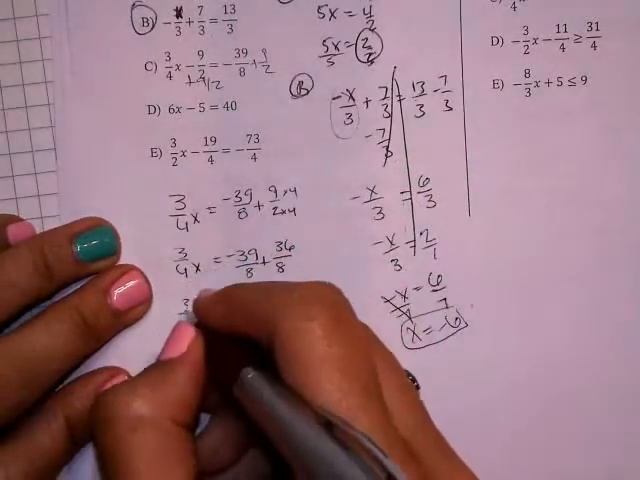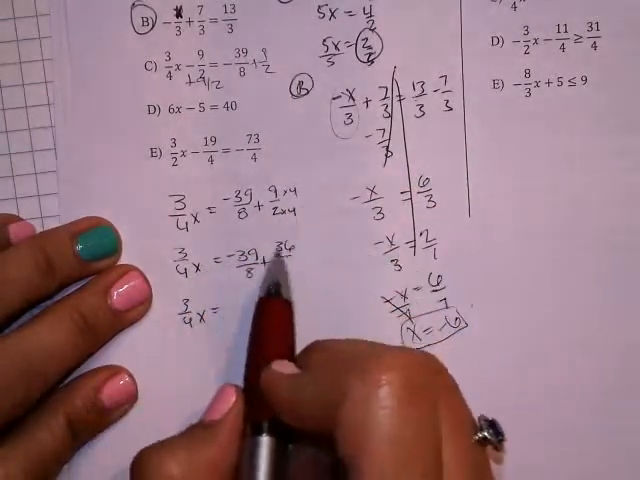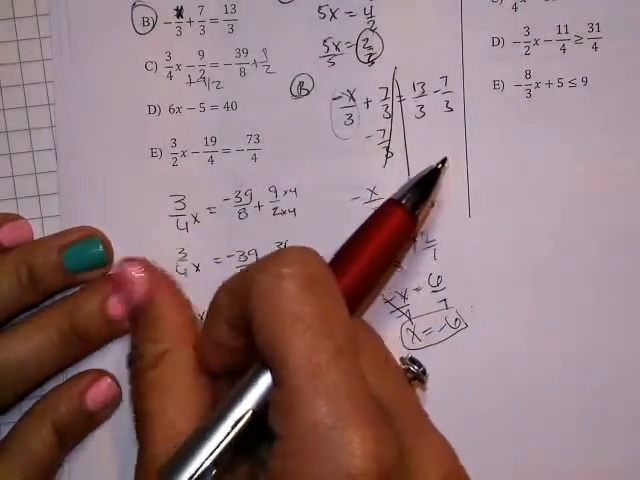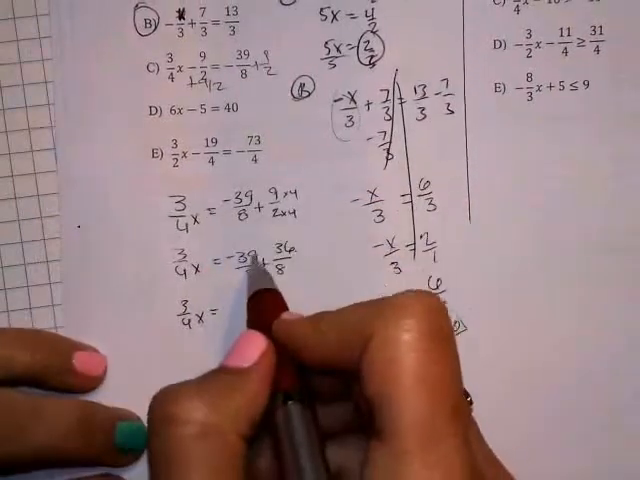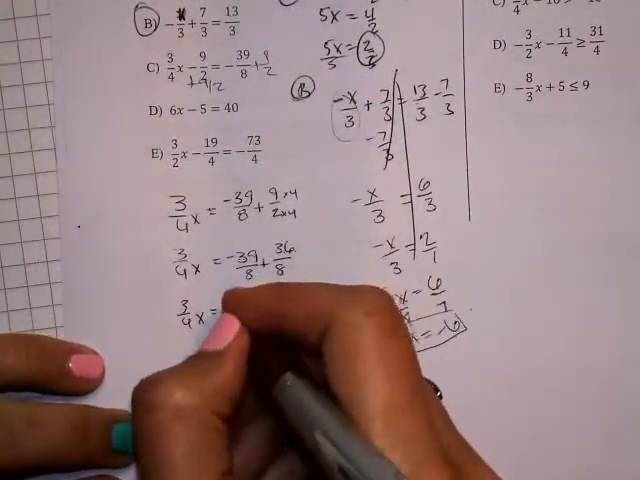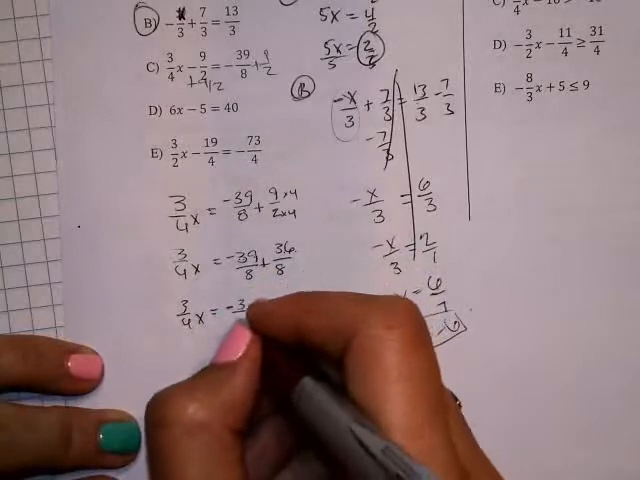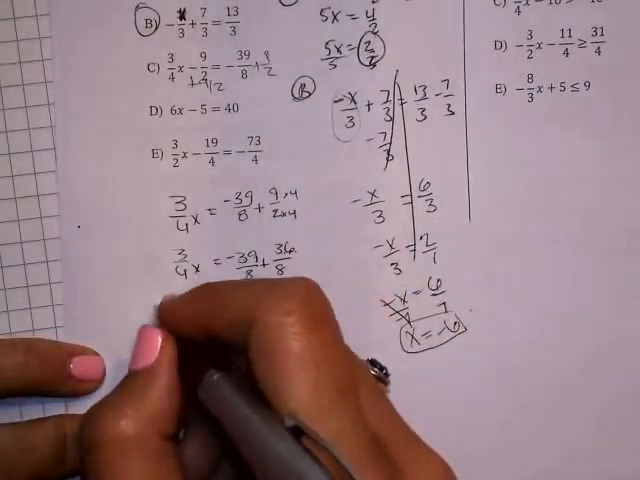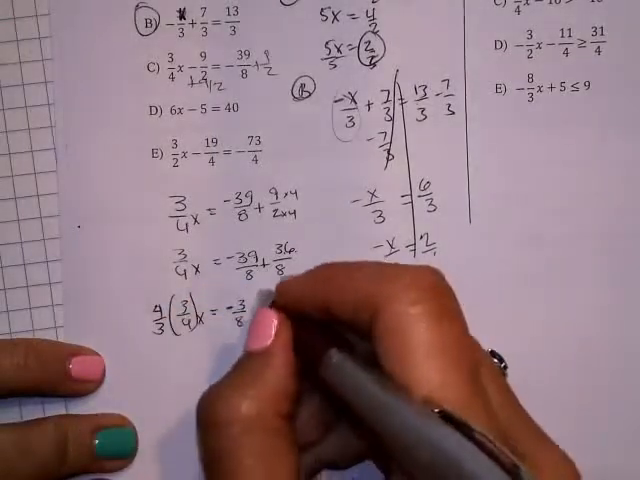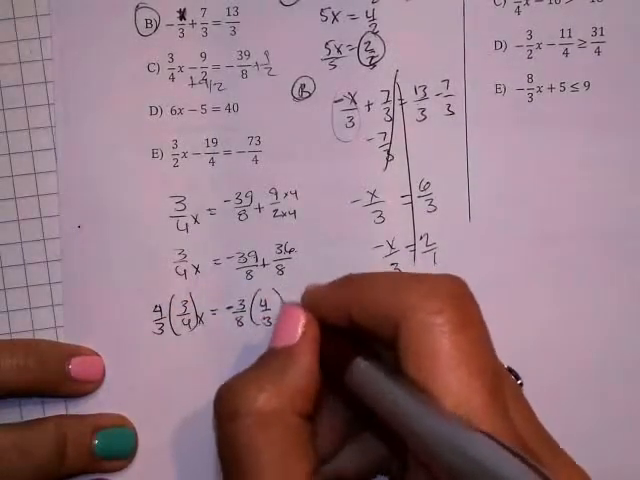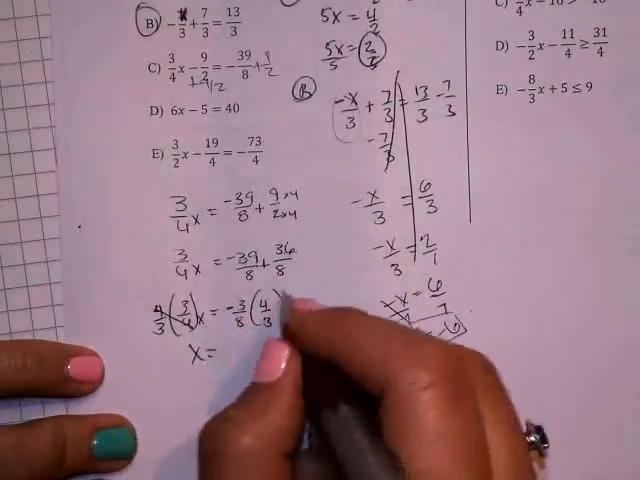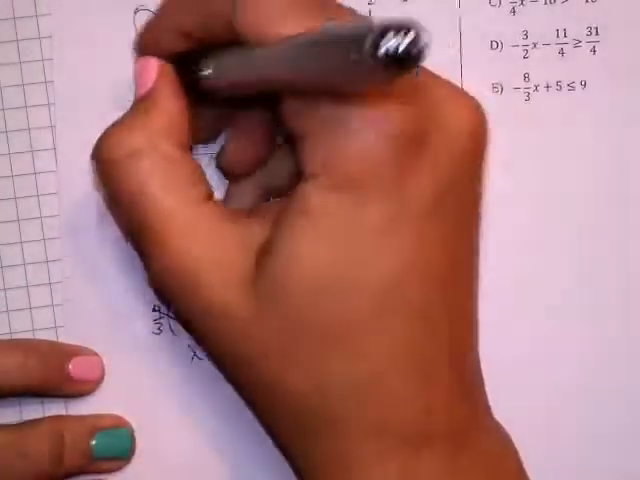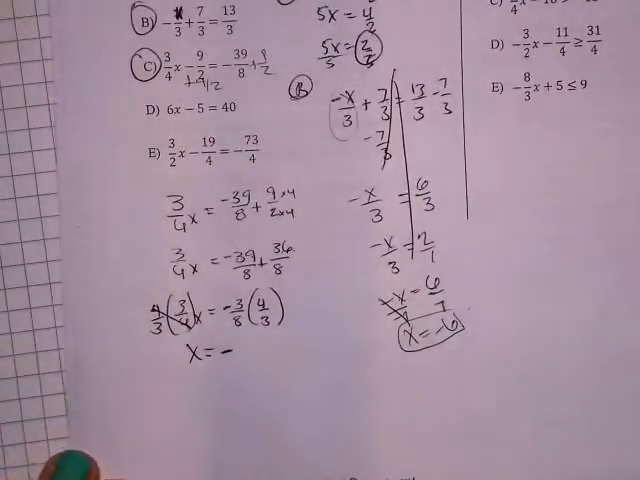3 over 4x is equal to, since these are different signs, same sign, add and keep, different sign, subtract, keep the sign of the bigger number, then you'll be exact. 39 minus 36 is negative 3 over 8. Get rid of these fractions and multiply by the reciprocal. x is equal to, a negative times a positive is still going to be a negative. I don't even have to multiply this out, making C an answer choice.